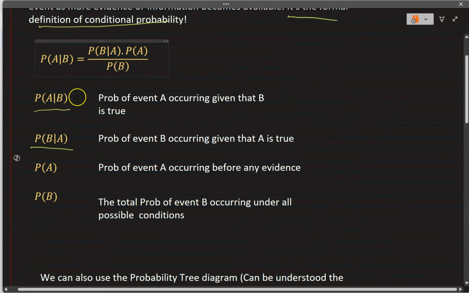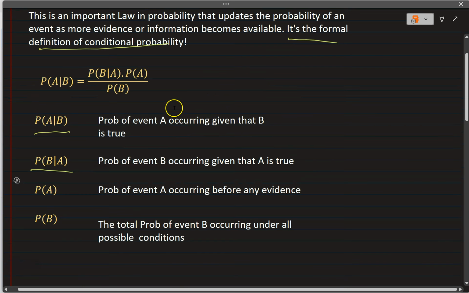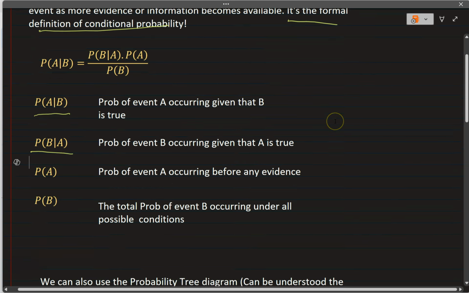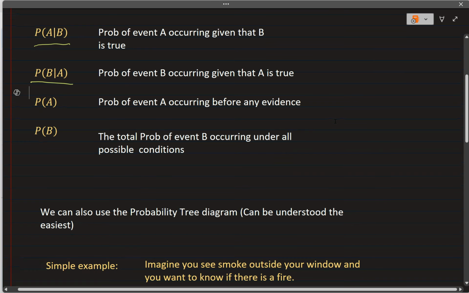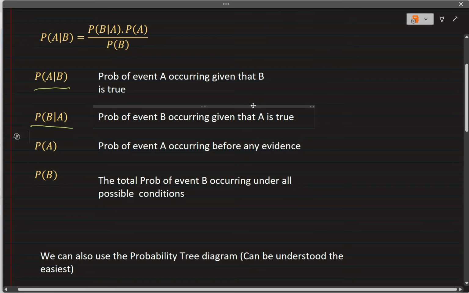Now, this formula is useful, but in my experience over the years, my students actually prefer the tree diagram, the probability tree diagram. So I will walk you through that as well. So with the example that I'm going to talk about, we're going to do the probability using Bayes' law, which is right here. And then I'm going to use the probability tree diagram to show you another way.